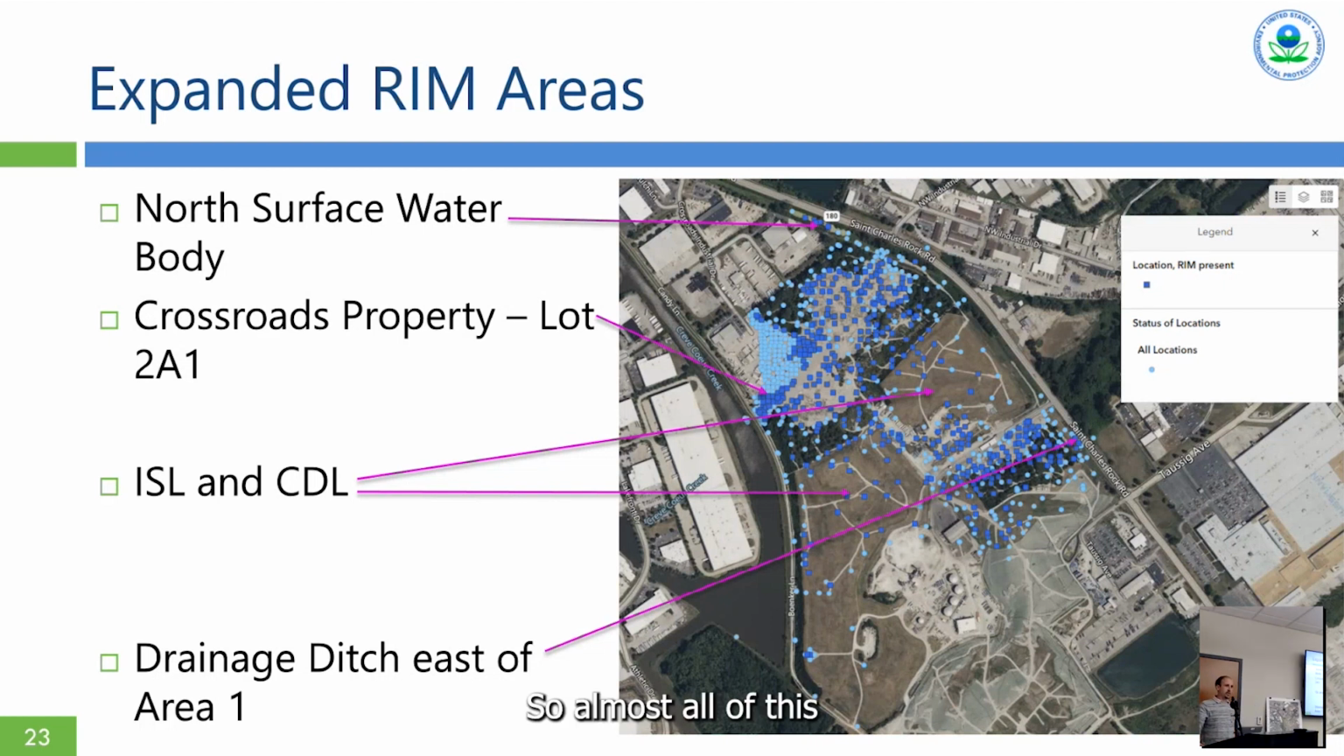Almost all of this initial information we did go over at the meeting in May, but we didn't have the ability to spend a lot of time talking about it because we were focused on showing the data. For now, I'm just recapping the main areas of new RIM. They're pointed out here on this slide. We've got that north surface water body in that drainage ditch between the site and St. Charles Rock Road, just north of Area 2, where we had some sediment show up with RIM. We had to expand a little bit to, do I have a laser pointer? Let me get my laser pointer.